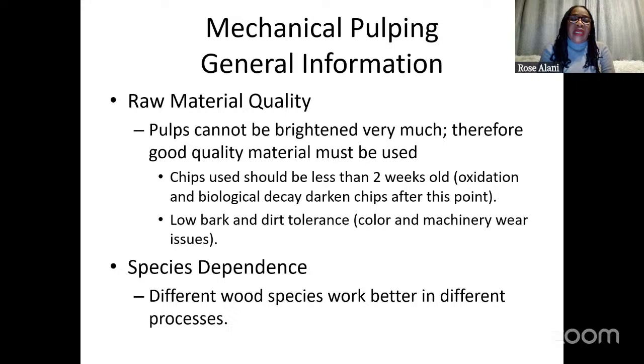Then this method, mechanical pulping, is species dependent. The particular wood that you need to use should be the exact one that should be used. So different wood species work better in different processes. There are certain species of wood that are better for mechanical pulping. All this I'm going to show you as we go on.